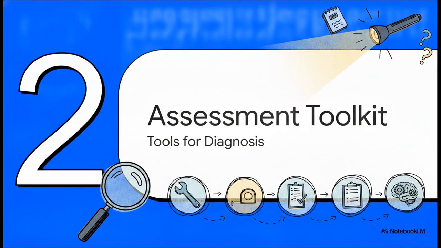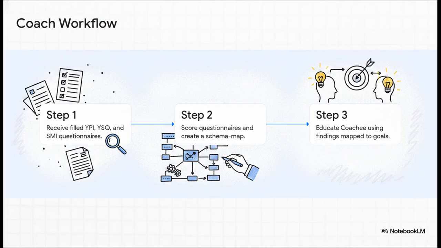Moving right along to Section 2, the assessment toolkit. Let's look at the tools for diagnosis. So, what's your actual workflow as a coach once the client finishes their homework? It's a clear 4-step process. First up, you receive the filled-out questionnaires. Next, you score them. Third, you take all that raw data and create a visual schema map. And finally, you use that map to actually educate the coachee about their own mind. It's highly structured and completely repeatable.